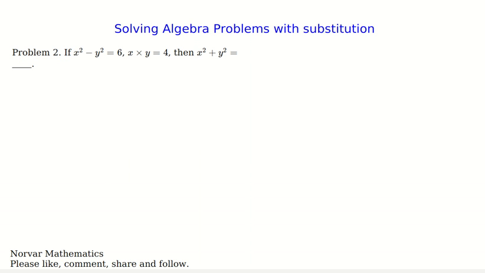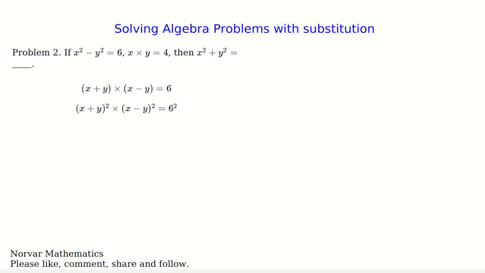Problem 2. If x² − y² = 6, xy = 4, then x² + y² equals what? Solution. Using difference of two squares, (x + y)(x − y) = 6. If we want to see squares, one can square both sides separately. (x + y)²(x − y)² = 6².